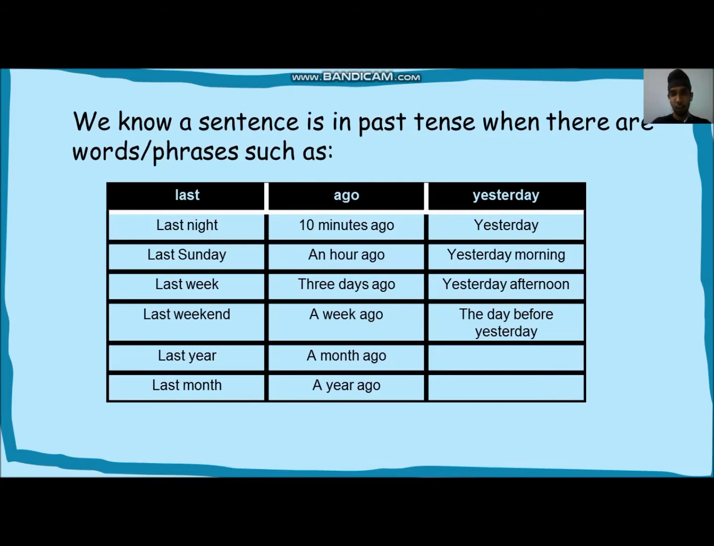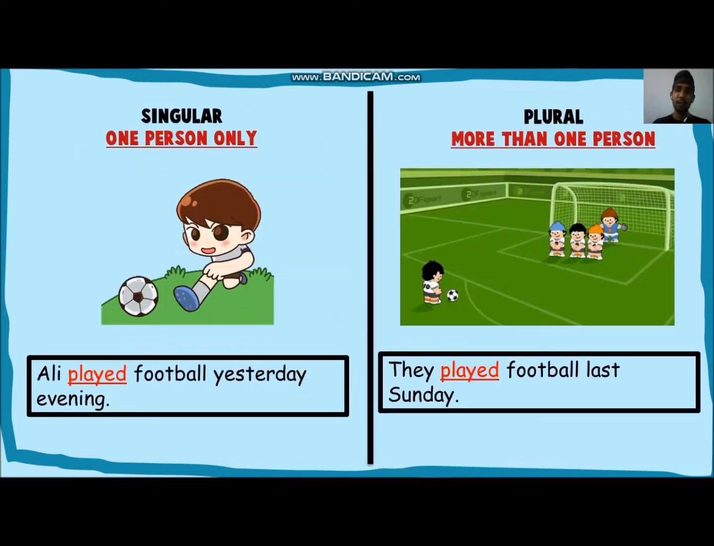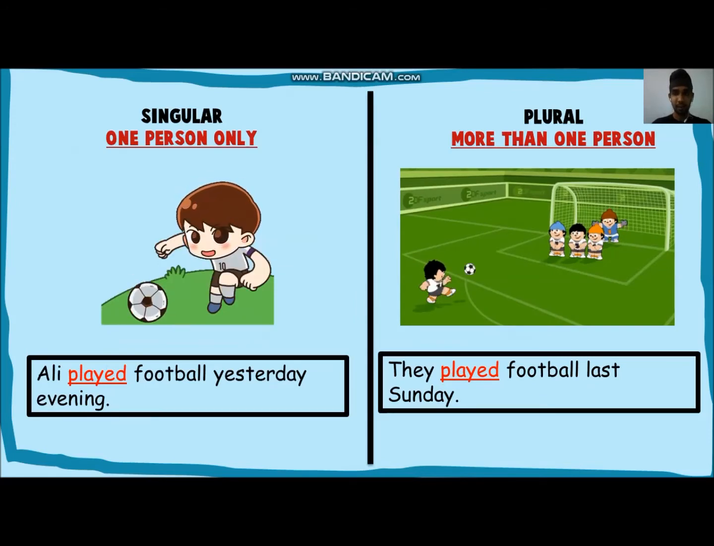Besides that, we can also use the word yesterday. Yesterday morning, yesterday afternoon, and the day before yesterday. All these words and phrases are indications to show an action that had happened in the past. If these words and phrases are in the sentence, we know the action is an action in the past. Now let's look at some examples.